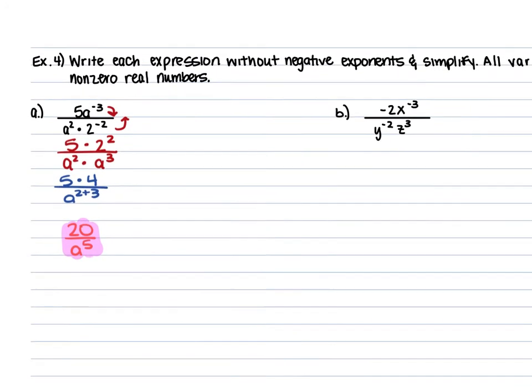For example B, we have negative 2x to the negative third power over y to the negative second z cubed. That x to the negative third is going to go to the bottom. That y to the negative second is going to go to the top. That's going to turn these powers into positive powers. So we're going to have negative 2 times y squared over x to the third times z to the third. With this, there is no more simplifying, so you're just giving the negative 2y squared over x cubed z cubed as your answer.